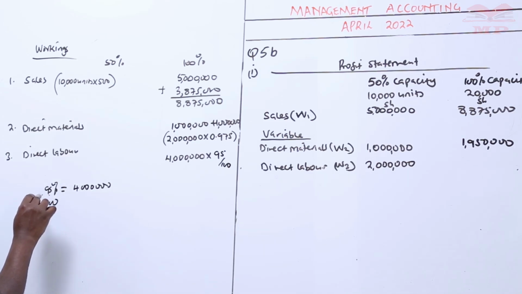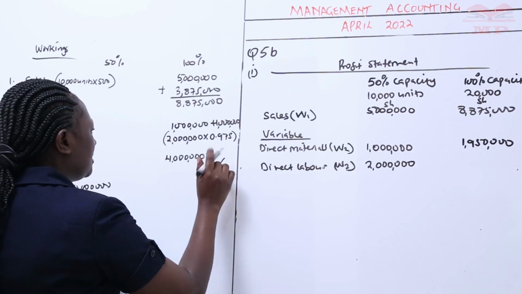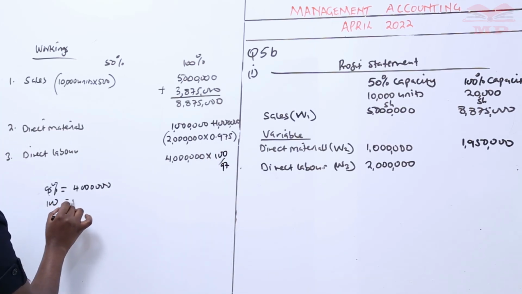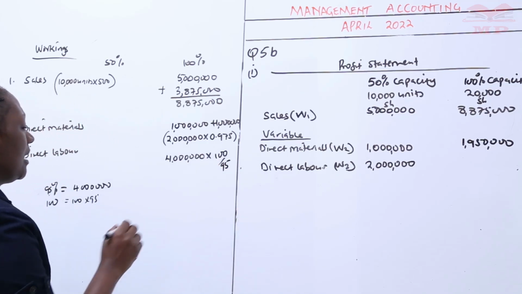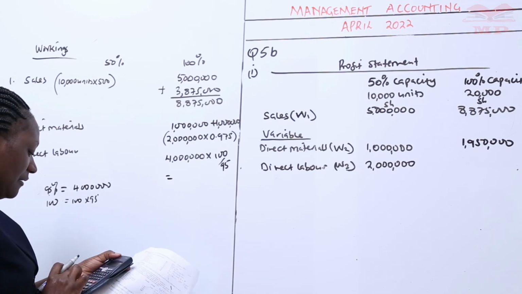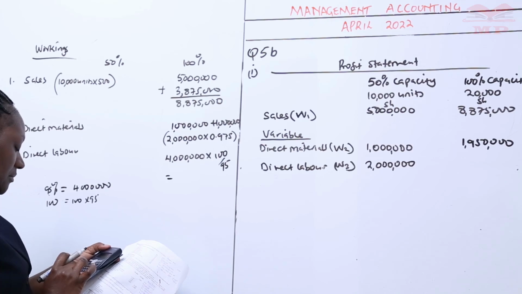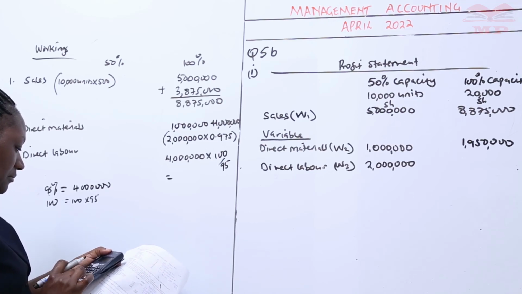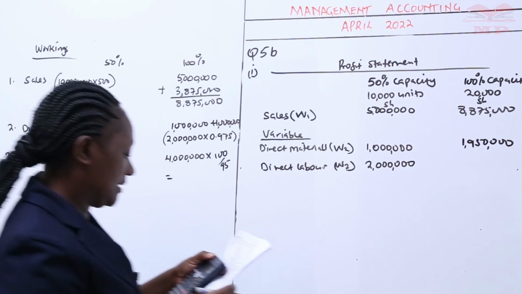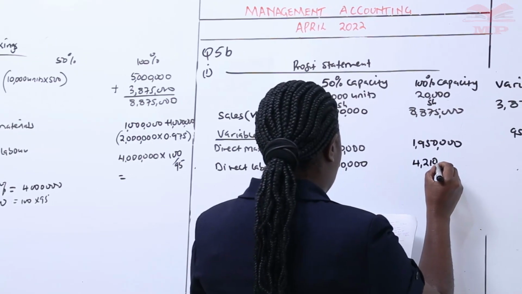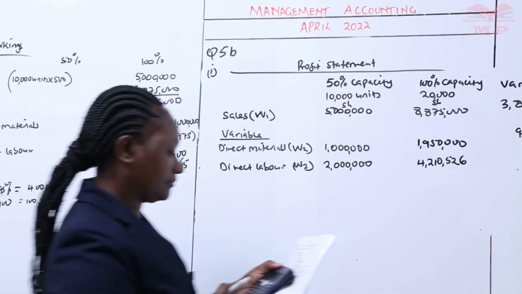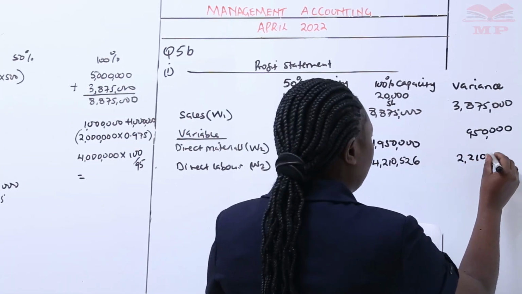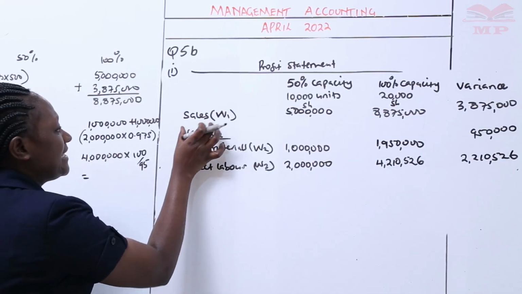If 95% is representing that, then what about 100? It should be 100 over 95. This will be 100 multiplied by 4 million, then divided by 95. And so when we calculate this, I get 4,210,526. From there, get the variance. The balance will be 2,210,526. So we normally have sales less variable costs.